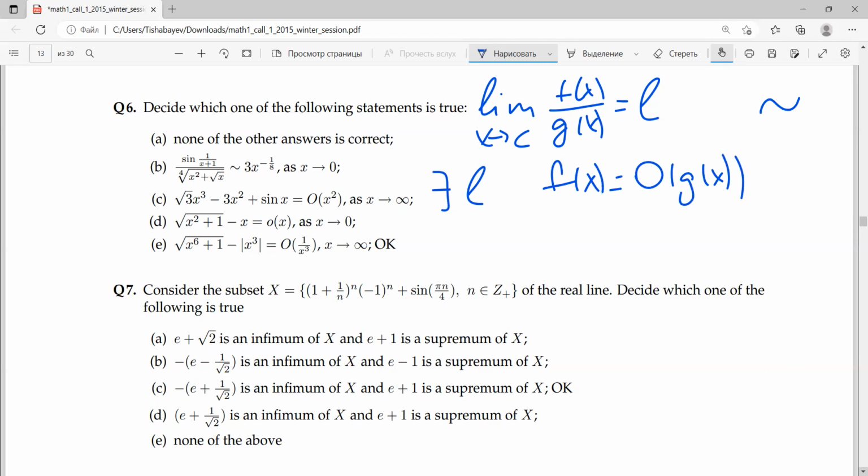If L equals 1, it will be f of x equivalent to g of x, and we denote it by this symbol, equivalency. If L equals 0, it will be small o, the smallest order, yes?